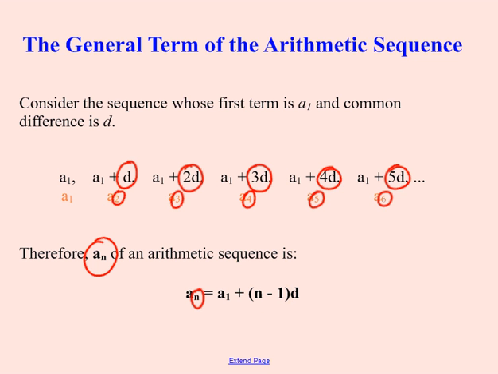The arithmetic formula that you see down here is used to find any term of the sequence without having to write out all the terms before it. As long as you know the first term and the common difference, you can find any term of the sequence. So let's take a look at some examples.